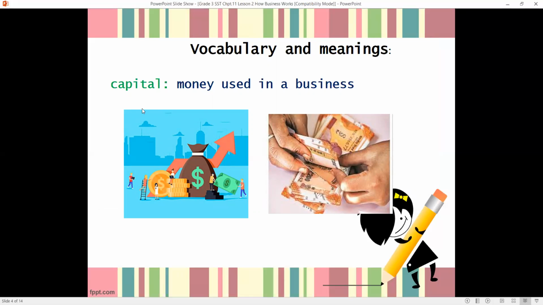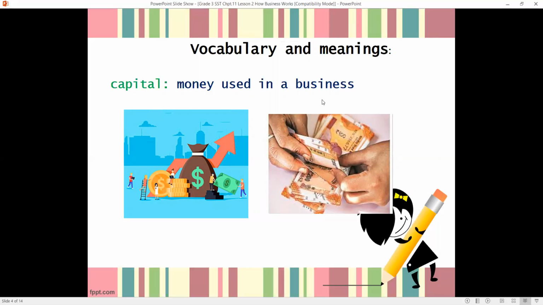Vocabulary words. The first word is capital. What is capital? Yes, there are many meanings. Capital is also the capital of the country, right? The main city of the country is called the capital. But here in social studies, we also have capital, which also means the money used in a business.